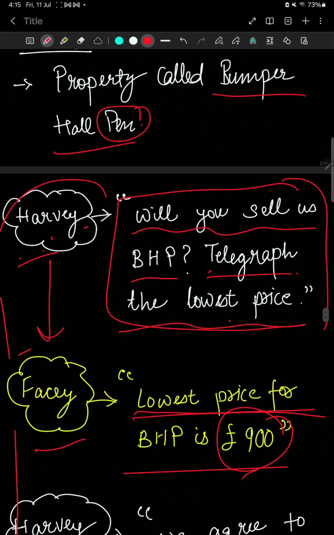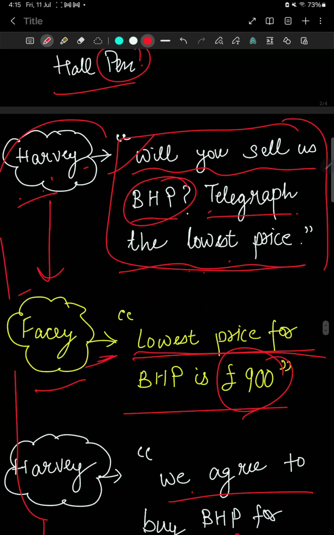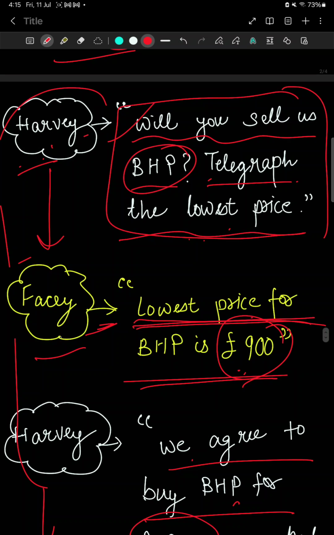See, when we look at Harvey, he is asking for some information, right? So we cannot say that this is an offer. He is just asking for information about the property Bumper Hole Pen. And here Facey is giving that information, that this is the lowest price for the property. So in these statements, we cannot say that there has been an offer by Facey.